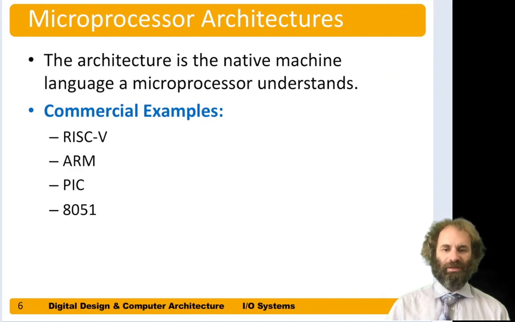Microprocessors are classified by their architecture. The architecture is a native machine language that a microprocessor understands. So some examples of commercial architectures include the RISC-V architecture that we're looking at in this course, the ARM architecture that's very widespread in mobile devices, a PIC microarchitecture, and the classic 8051 architecture that's still widely used.